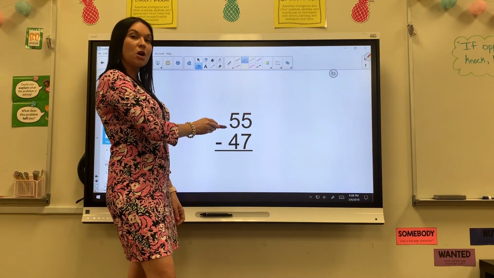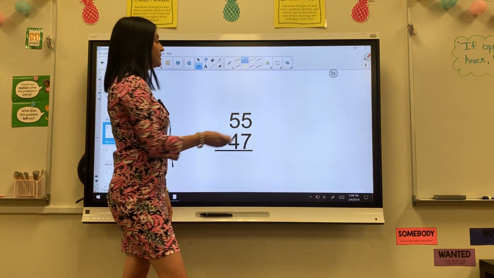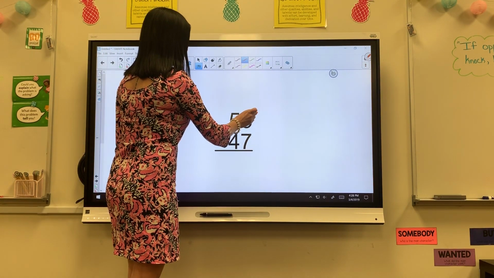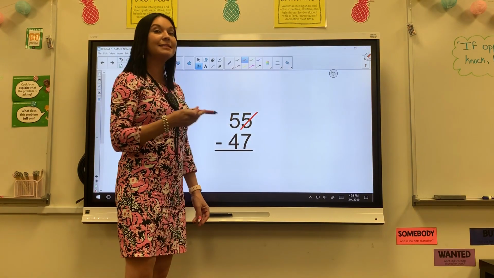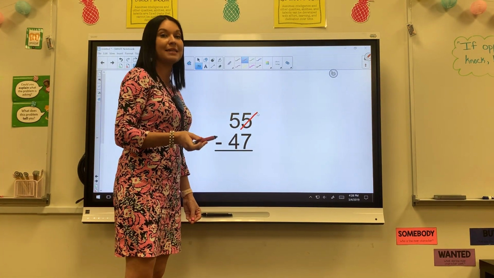Next, again, my big number is already on top. I have 55 minus 47. But my problem is if I have 5 of something, I can't take 7 away. So I'm going to cross out my 5 and I'm going to add 10 to it. Whatever number you have in the ones column, when you're regrouping, you're going to add a 10 to it.